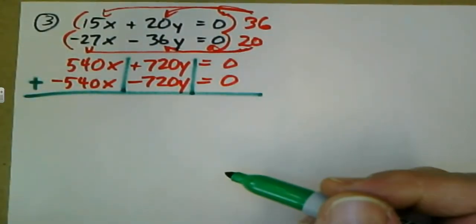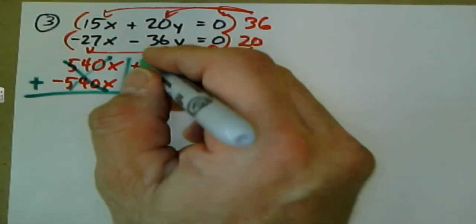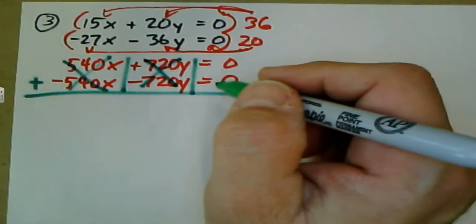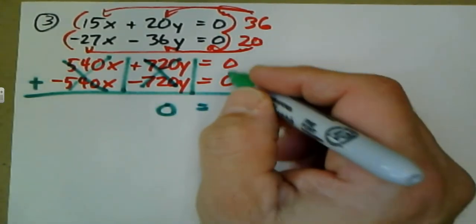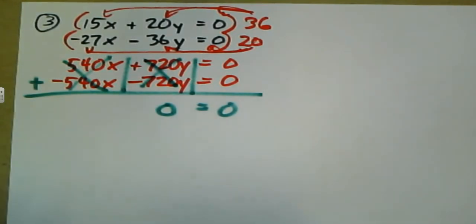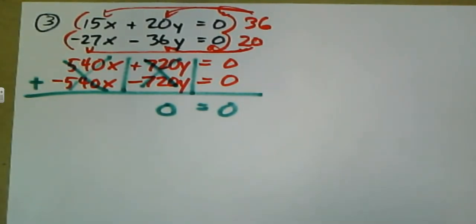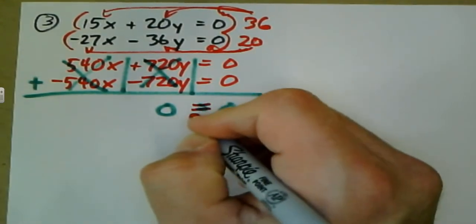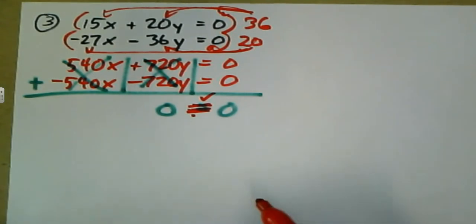Our graphic organizer, we're going to combine like terms. Well, 540 and negative 540 are gone. Positive 720 and negative 720 are gone. We need a 0 on this side. 0 plus 0 is 0. We have to ask ourselves, is this true or false? Does 0 have the same value as 0? Does it equal each other? And yes, they do. They most certainly do equal each other.